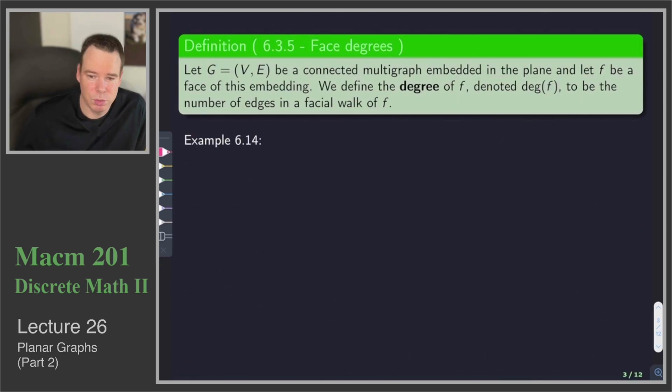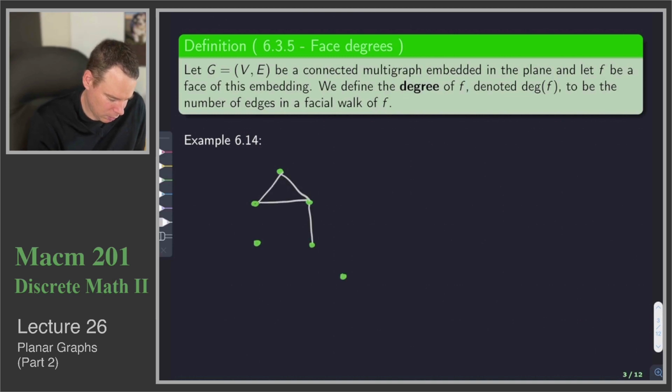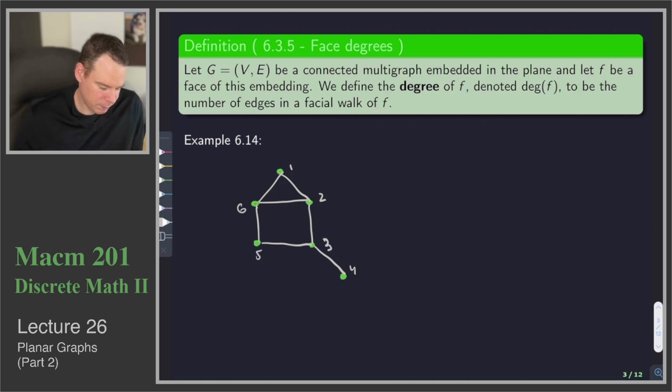What we're now going to introduce is this idea of a face degree. So a face degree in a planar embedding of a graph is just defined to be the number of edges of the facial walk. So let's look at those examples that we just did up above. We'll redraw our planar embedding and our labels: 1, 2, 3, 4, 5, and 6. And now we're interested in the degrees of these faces.